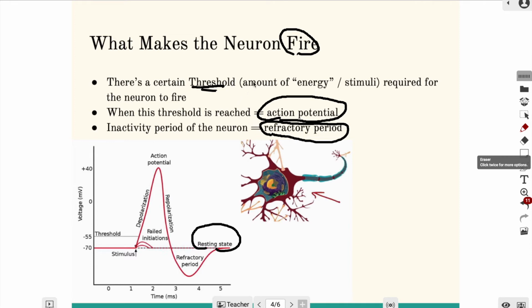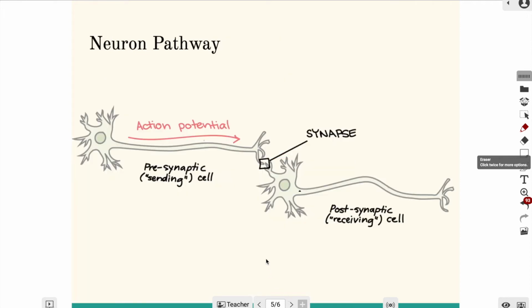So just keep in mind that there is a threshold. The threshold is the amount of energy and stimuli required for the neuron to fire. And when that threshold is reached, that is known as the action potential. And after it fires, there is a certain period of time where it just does nothing. And that is known as the refractory period, where the neuron just kind of rests. Okay, cool. So we went over the neuron structure, and we went over what makes the neuron fire. So our next slide will take us into the neuron pathway.